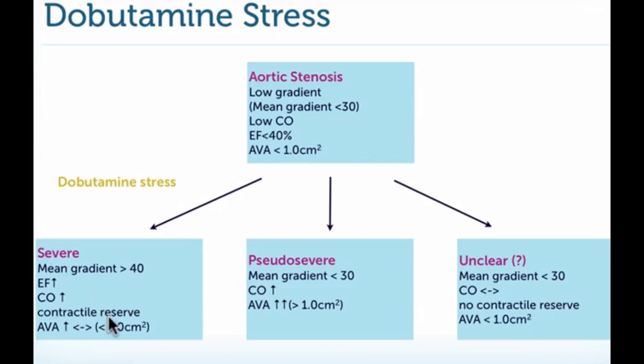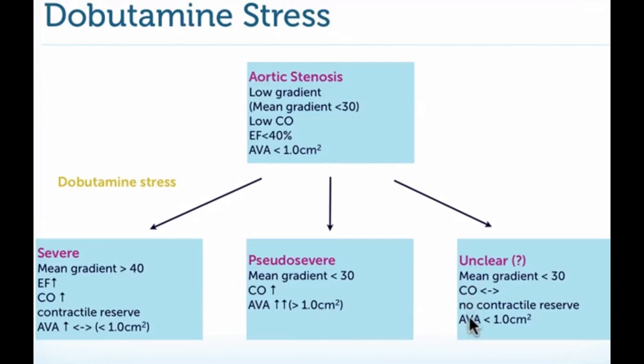And if this is the case, the aortic valve area in true severe aortic stenosis stays very much the same or clearly below 1 square centimeter. If the patient, however, has pseudo-severe aortic stenosis, the cardiac output will increase with dobutamine as the valve opens better. The mean gradient does not increase, it stays low, whereas now the calculated valve area will increase and will be above the severe cutoff of 1 square centimeter.